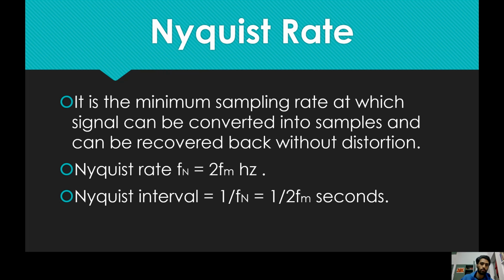Next, we have the Nyquist rate, and the Nyquist rate is the minimum sampling rate at which the signal can be converted into samples and can be converted back without distortion, right? So the Nyquist rate is equal to 2 times the maximum frequency, 2fm, and the Nyquist interval is the reciprocal of the Nyquist rate, which is 1 divided by 2fm, right?